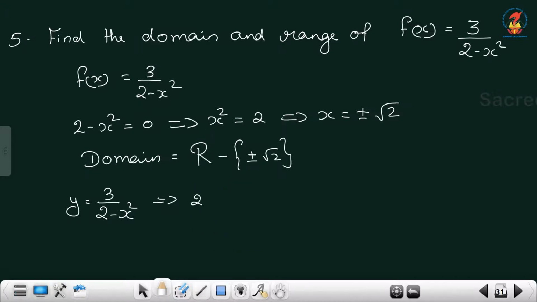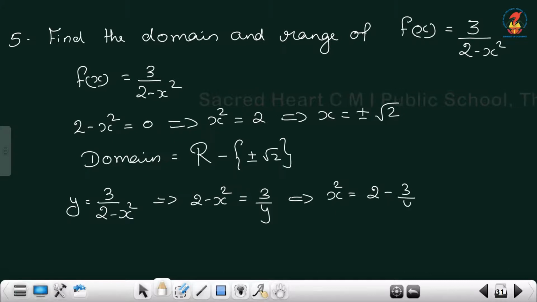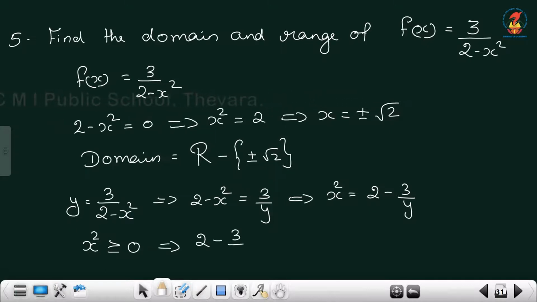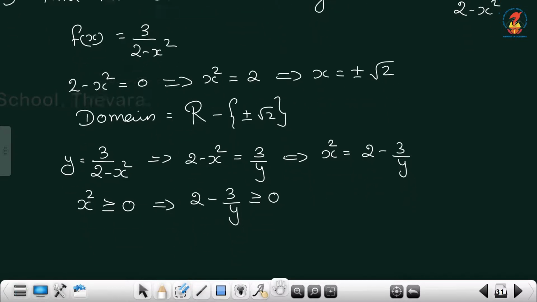Or better, 2 minus x square is equal to 3 by y. Okay? Or what is x square? 2 minus 3 by y. This x square means it should be greater than or equal to 0, which implies 2 minus 3 by y is also greater than or equal to 0.